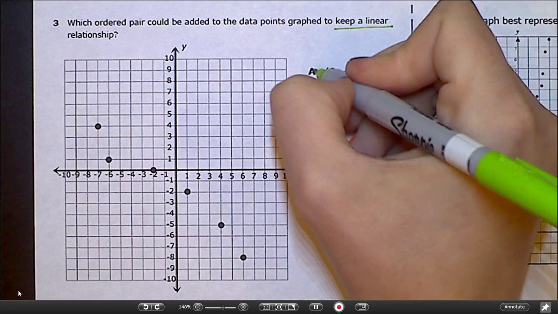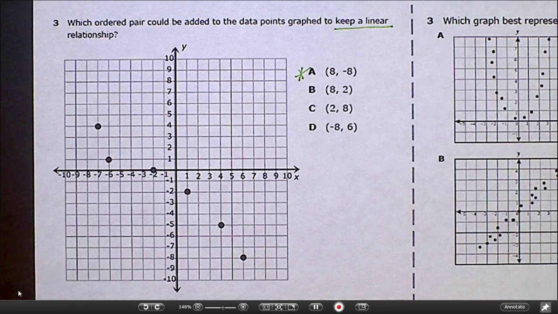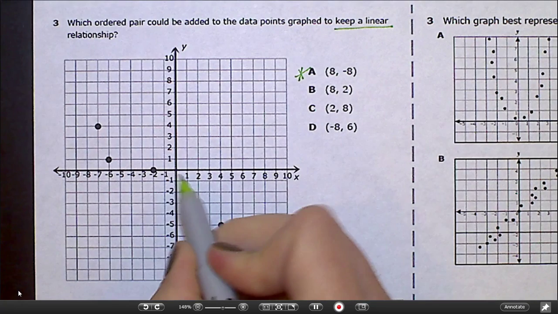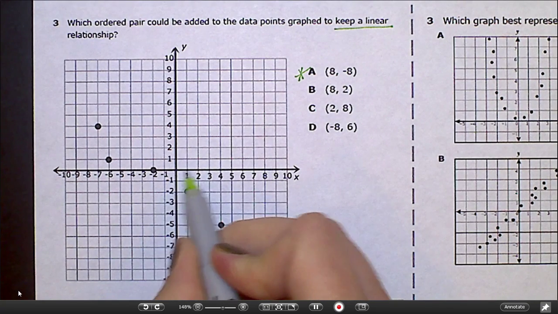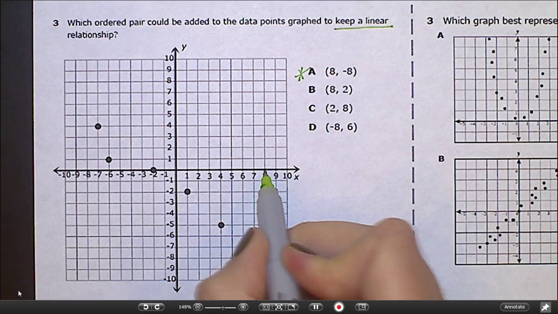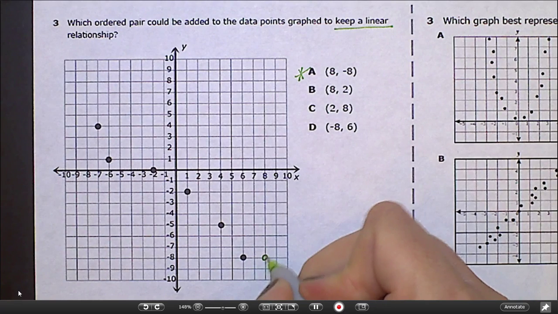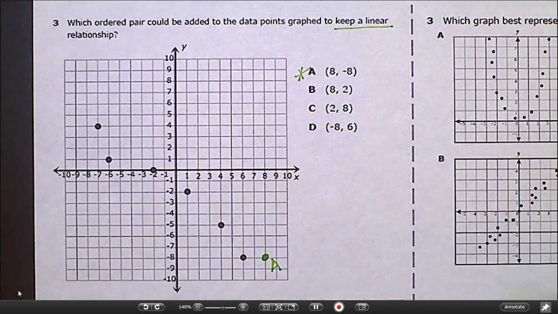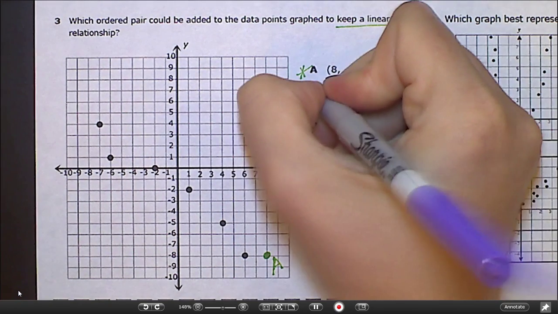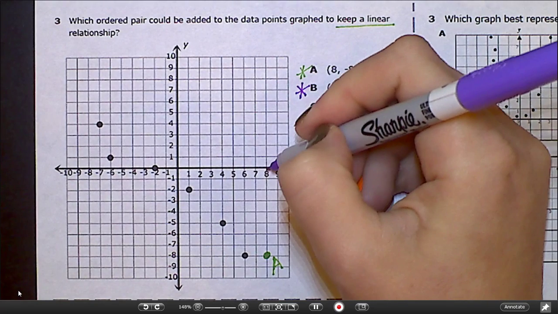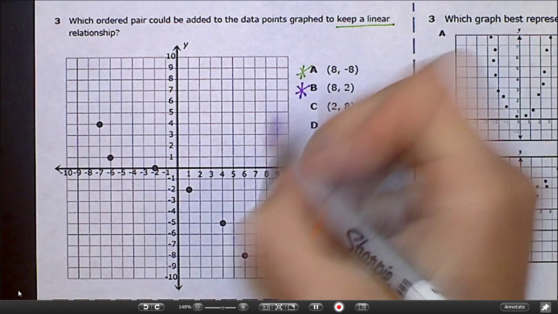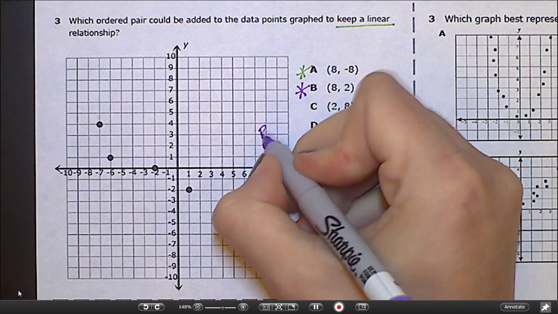So A, positive 8, negative 8, which means I'm going to start at the origin, go to the right to positive 8, and then since it's negative 8, go down to negative 8, and this is A. So that looks like it might fit on the line. We're going to see if it's the best. That's one reason we don't want to just pick an answer and move on. All right, B is 8, so I'm going to go to the right 8, and then up 2. All right, this is B.